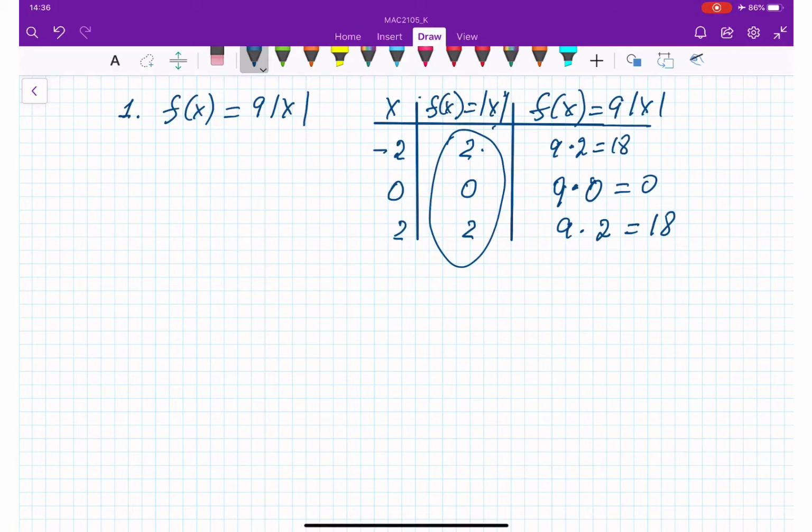Now let me show you. So what do we see? We see that x can be positive, x can be negative, but the y is going to be only positive, yes? So let me show you the graph.